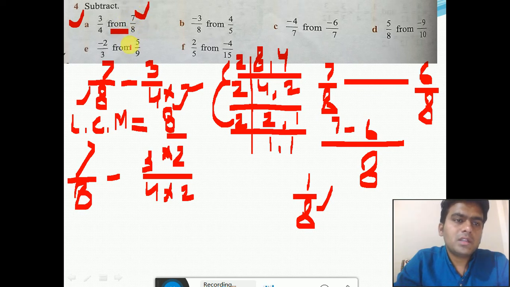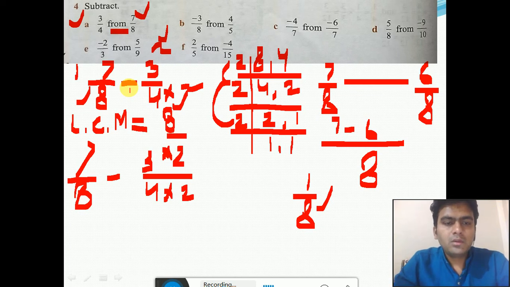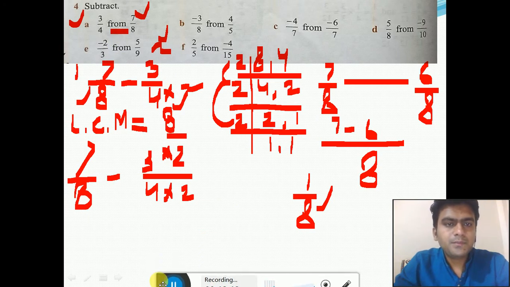So you can solve the remaining questions. Here 'from' is written, so whatever number is written after 'from', you have to write that number first, then the number written before 'from', you write in the second place, and between them a minus sign. Okay, so 1 upon 8 is the answer of the fourth A. Let's see the other questions' answers.